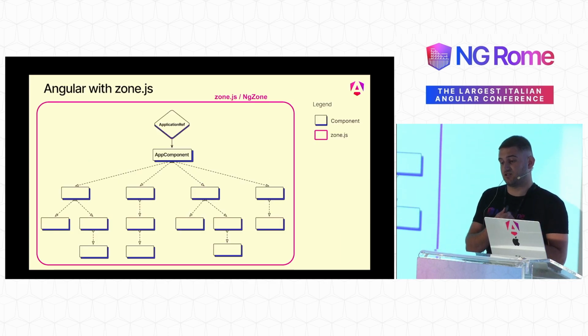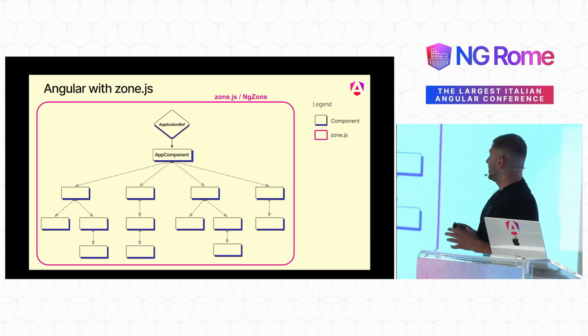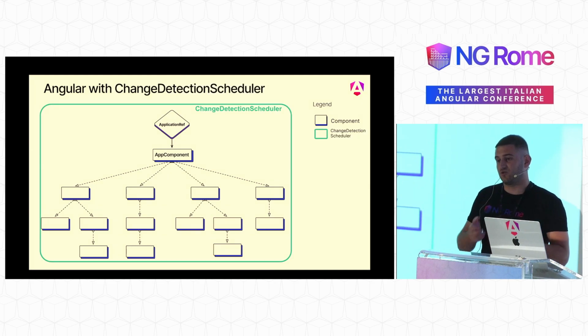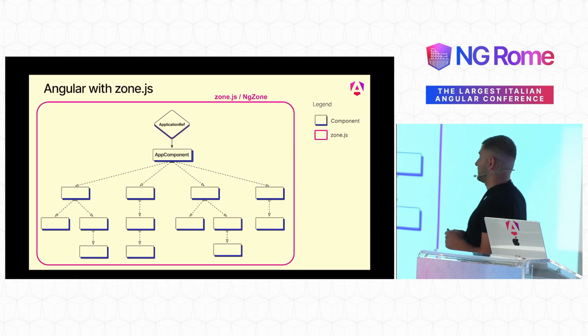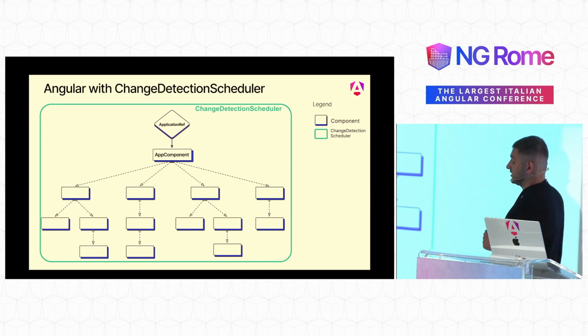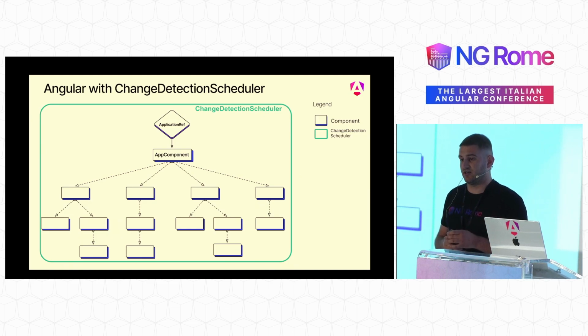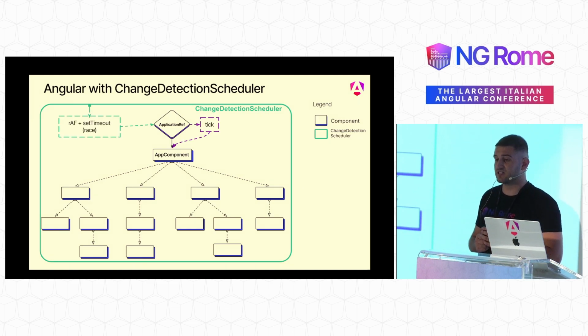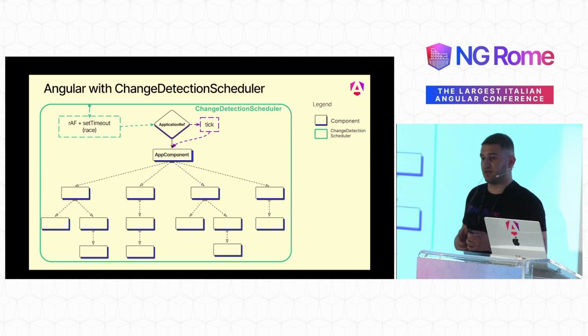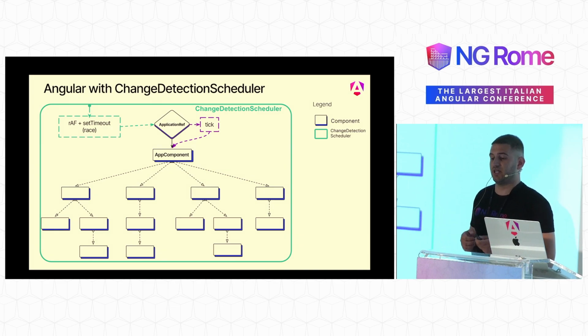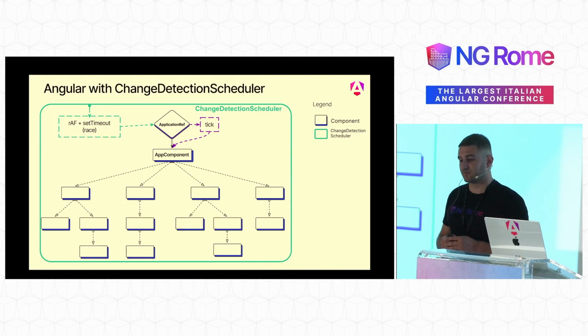So with Angular and Zone, we have this kind of pattern we saw. And then with the change detection scheduler, that's a new class that Angular implemented, it's just the same thing. So we see that it just replaces it, but it doesn't replace it everywhere. It replaces it only for some kinds of things, and we will see that in a bit. So we have that change detection scheduler, which will run a request animation frame and set timeout, and it will race them together. The first one that emits, at that point Angular will call that tick method.